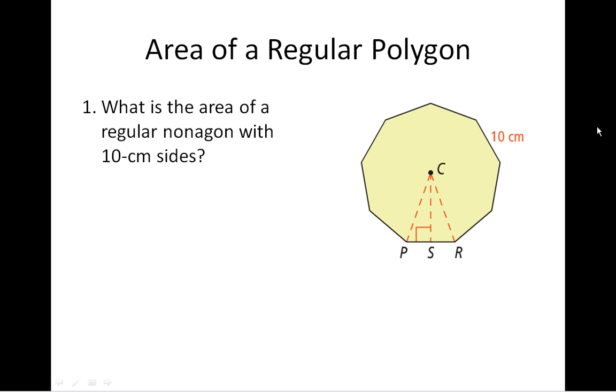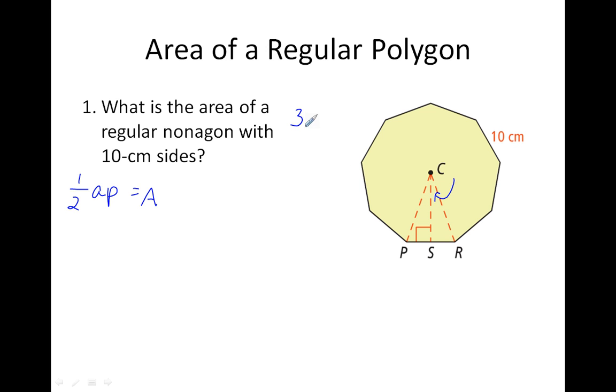Now, how we use these to find the area of a regular polygon. Here I have a nonagon with 10 centimeter sides. Now you recall, in order to find the area of a regular polygon, it is 1/2 times the apothem times the perimeter. Now we can find the perimeter because there are 9 sides and they're each 10 centimeters, but I don't know the length of the apothem. This is where the trig comes in. First we need to find the measure of this angle.